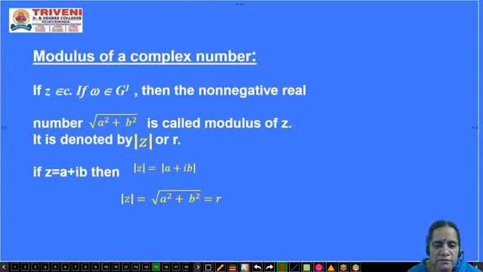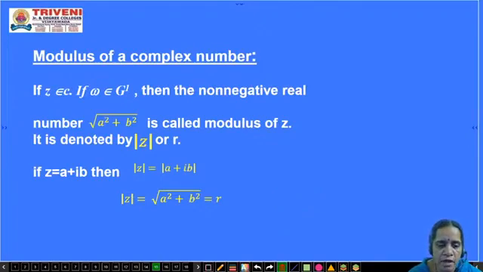What is the modulus of a complex number? A non-negative real number, the square root of a squared plus b squared. Here a is the real part and b is the imaginary part. The square root of a squared plus b squared is called the modulus of z. It can be denoted by mod z. It can also be written as r. Mod z is equal to the root of a squared plus b squared, which is equal to r.